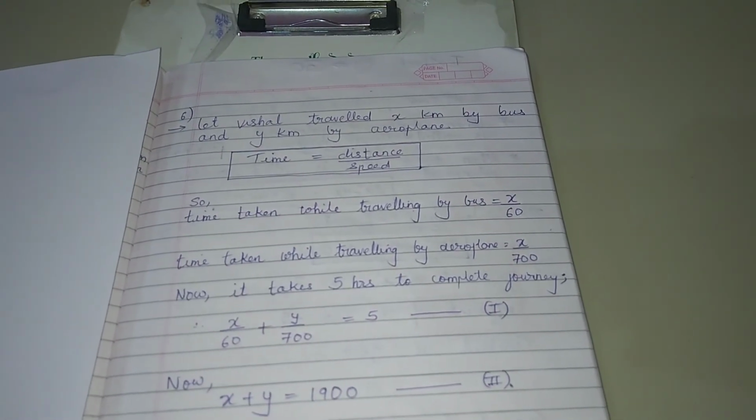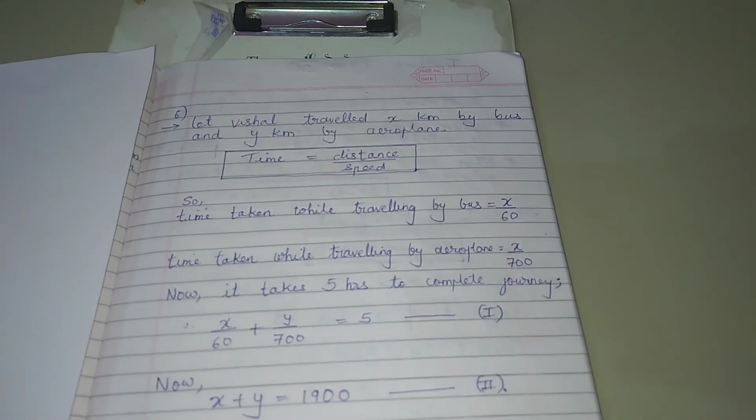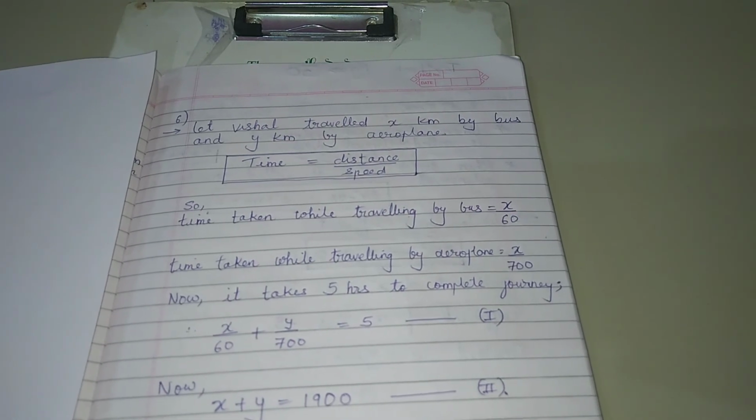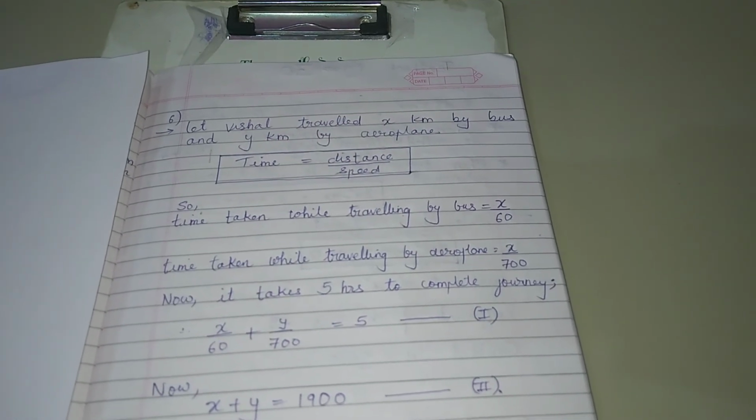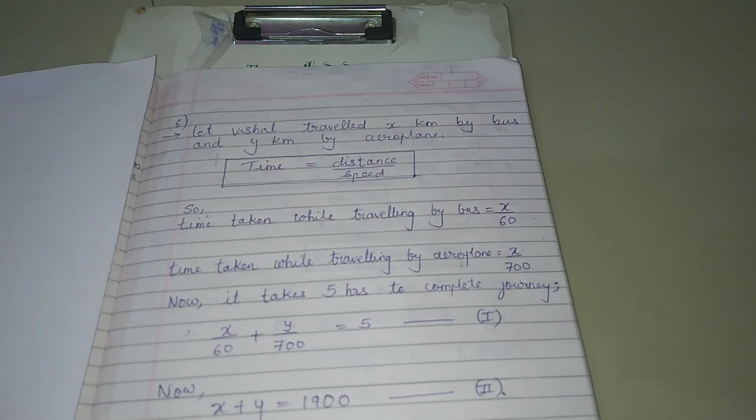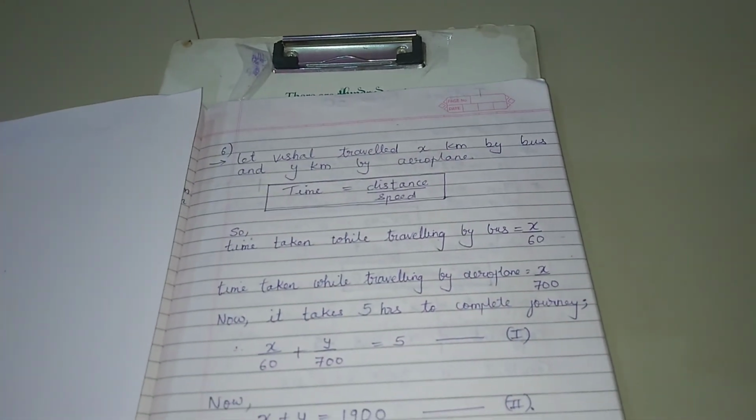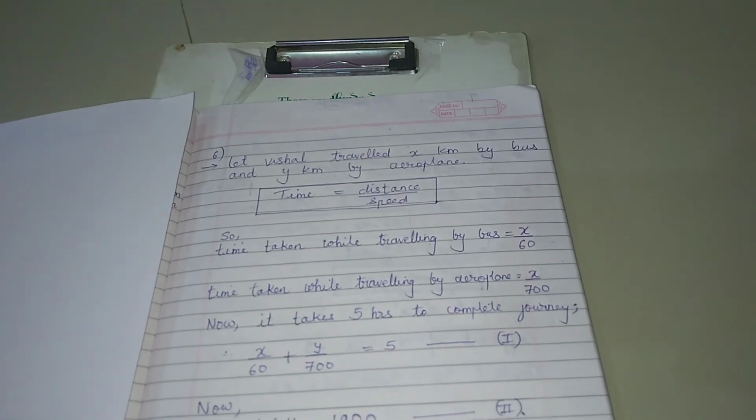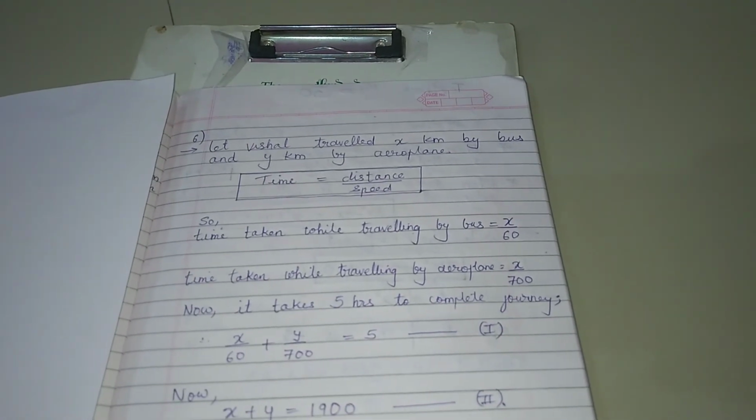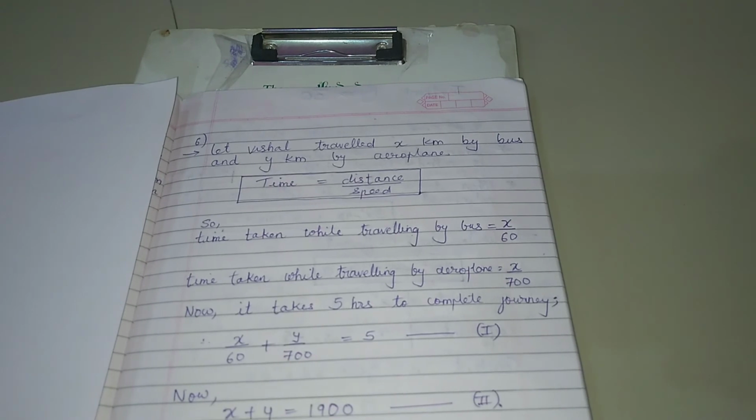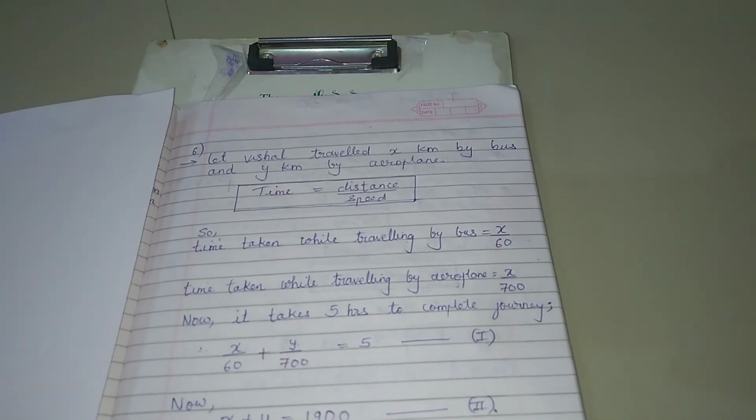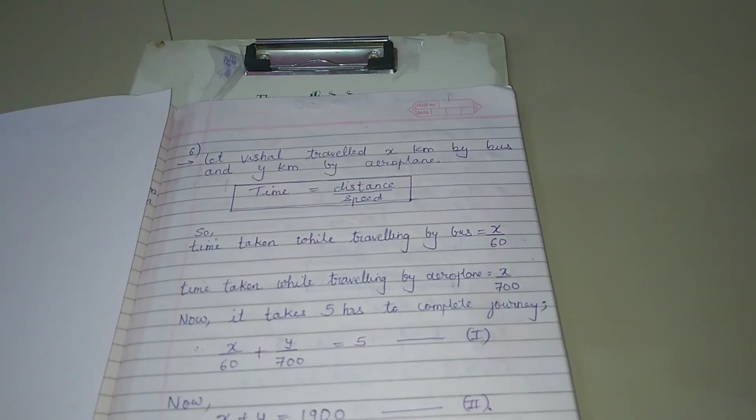So the time taken while traveling by bus. Now we have to find the time taken traveling by bus. What's the formula for time? That is distance upon speed. What's the distance for bus? That is x. Speed is 60 kilometers per hour, given in the question. So we have found the time is x upon 60. Similarly, time taken for traveling by aeroplane is y upon 700.